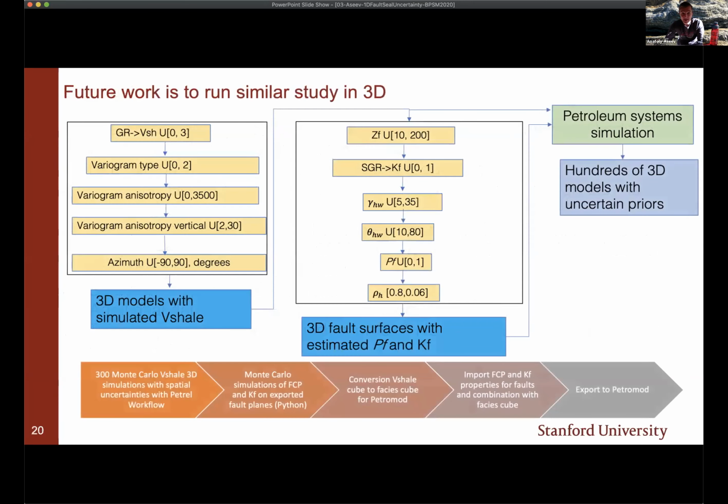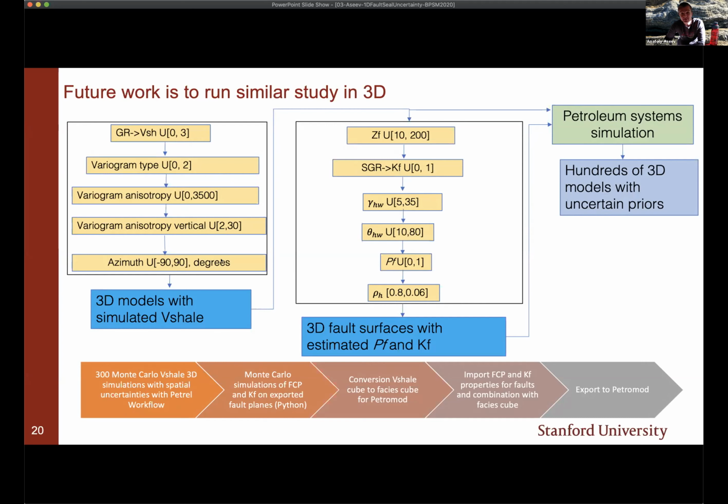Definitely one of our next steps, which is going on right now, is to run a similar study in 3D, where we want to introduce spatial uncertainty, because we have several wells and there is a distance from well to fault itself. So we are introducing spatial uncertainty by introducing uncertainty in variogram type, anisotropy, and azimuth. All in all, we are running 3D models with the simulated shale.